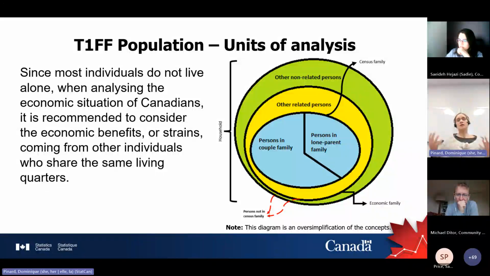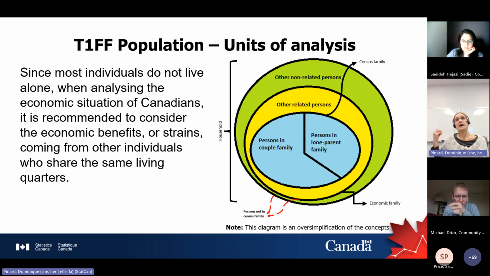So to make it a little clearer, I have that little diagram that explains the difference, because sometimes you're going to be hearing about households or economic family and even census family, and all those concepts are integrated. If we start with the blue circle, this would be the census family, not the census family unit like I mentioned earlier, but really just the portion where you have couple family and lone parent family. Anyone who would not be in one of the two blue portions would actually be on the TIF, persons not in census family.